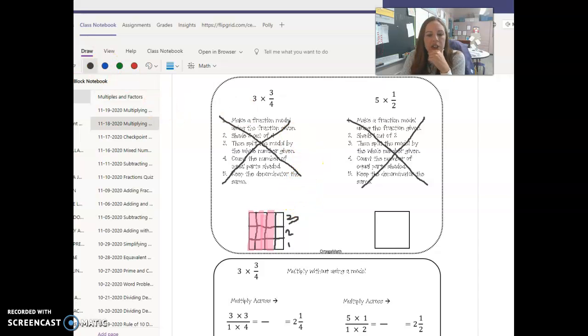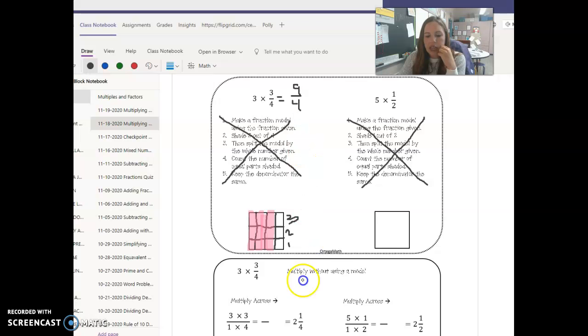So our answer is going to be how many? Remember, we're joining groups together when we are multiplying. So if we are joining these groups together, we're going to find a total of shaded in parts. So what's our total of shaded in parts? We have 1, 2, 3, 4, 5, 6, 7, 8, 9. So my answer is 9 out of 4 shaded in parts.